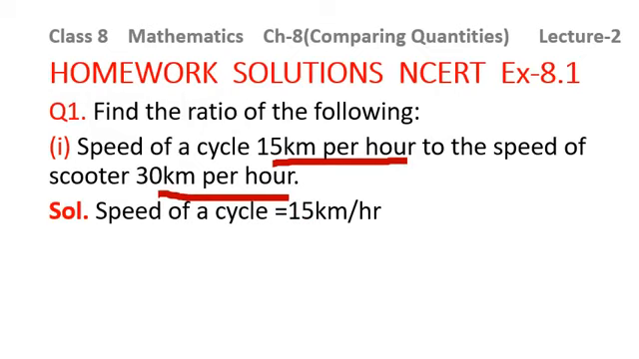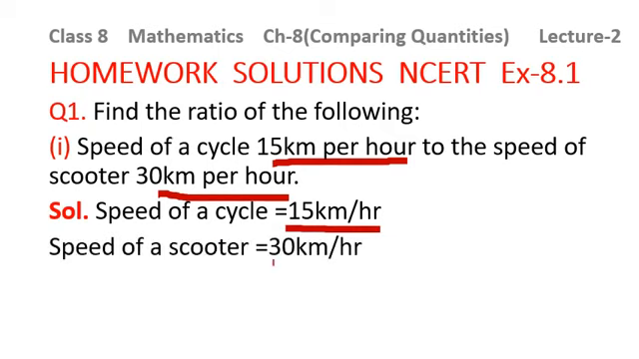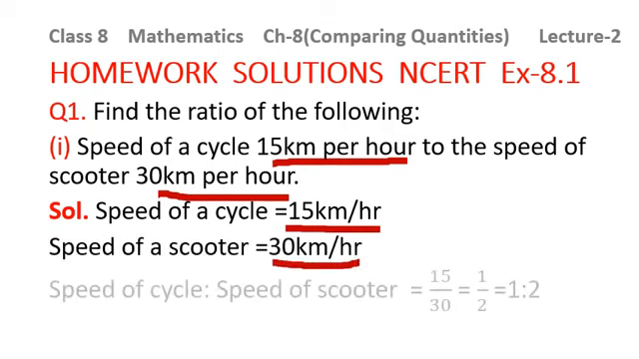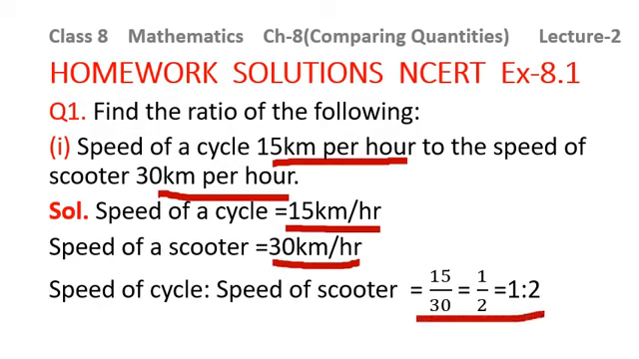So speed of the cycle is 15 km per hour. Speed of the scooter is 30 km per hour. Then we need to take the ratio. Simple as this. It will be 15 over 30. That will give you 1 over 2. That is 1:2 will be the answer.